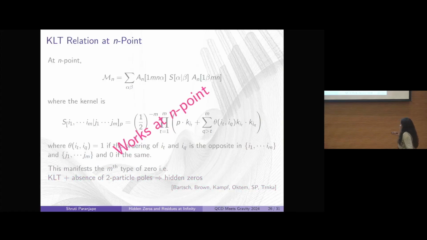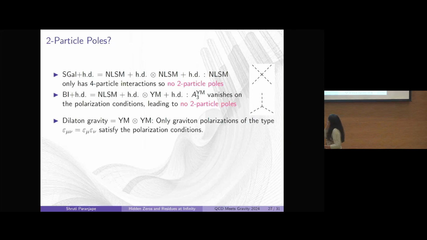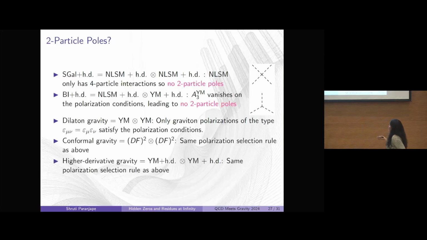Now, the two particle poles, let me comment a little bit about them. Again, the NLSM has none, so the special Galilean just inherits zeros. Born-Infeld inherits zeros. Gravity or dilaton gravity, which comes out of the double copy, also inherits zeros as long as you're careful that your polarization tensor actually satisfies the polarization conditions. And then this is also true of other products of the double copy.